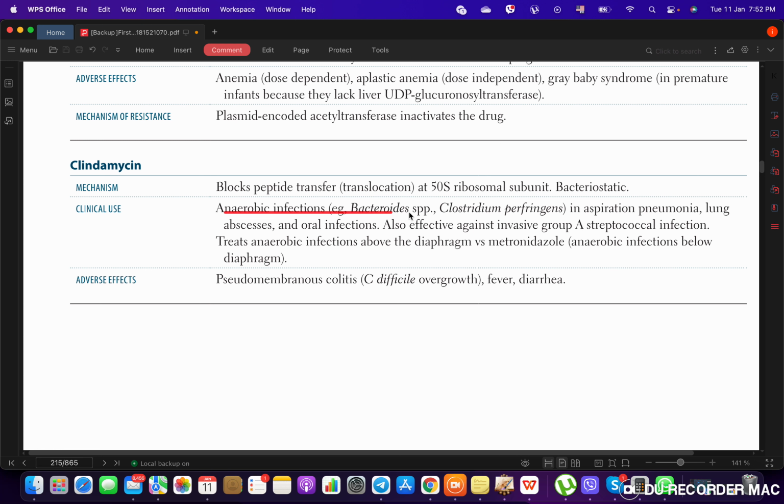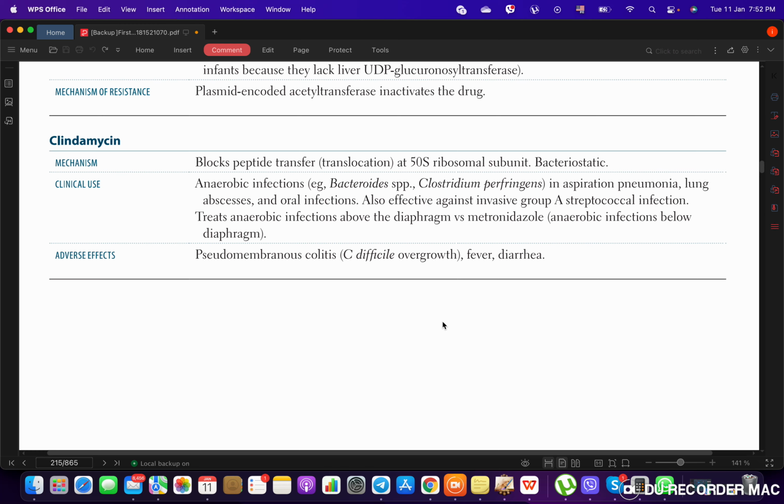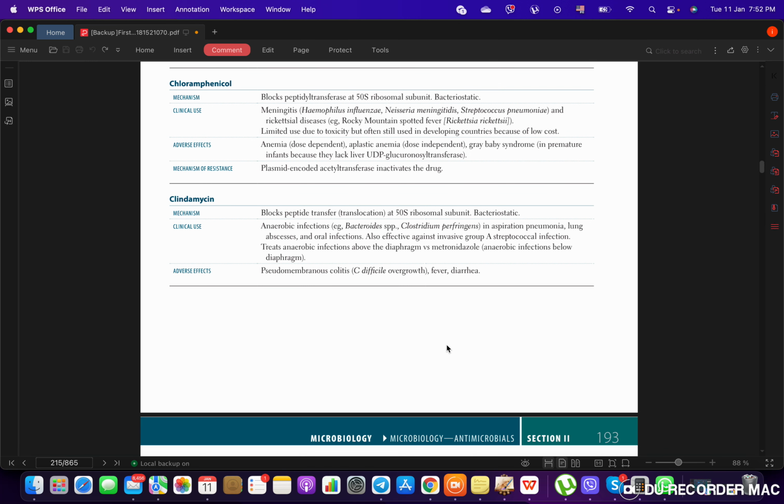It's used for anaerobic infection, and there is this rule for surgeons. It does not work for internal medicine guys. So they say, infection above the diaphragm is treated with, come on, does anybody know? Above the diaphragm, clindamycin. Under the diaphragm will be metronidazole. Yes, clindamycin above the diaphragm. Excellent. Anaerobic infection like Bacteroides, Clostridium perfringens, in aspiration pneumonia.